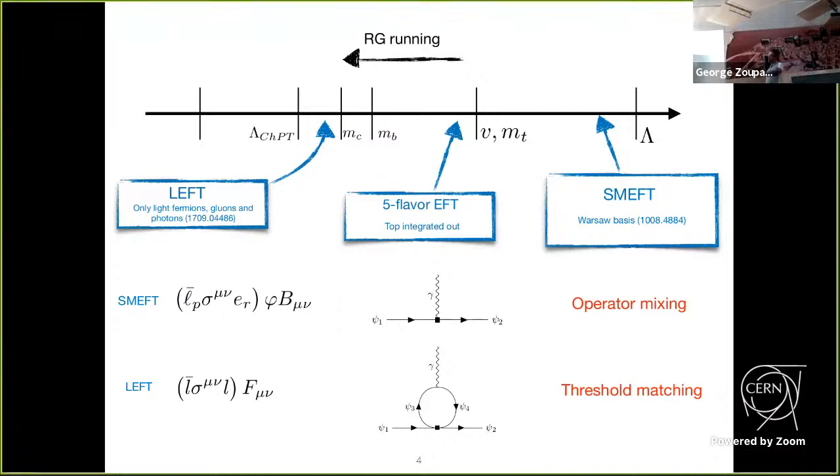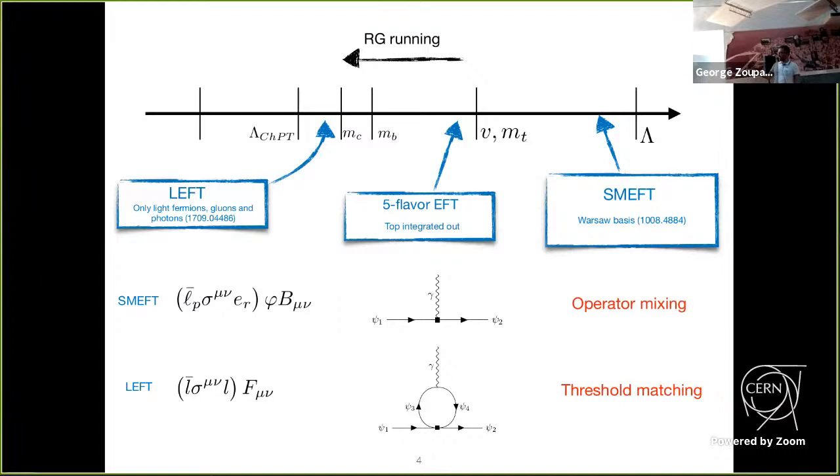What we're interested in is that if we want to connect different scales, we need to consider the RG running, especially if we want to include one loop quantum corrections. And the two main effects we are interested in are, first, the operator mixing. That is, one operator at one loop can generate another in a very basic way.